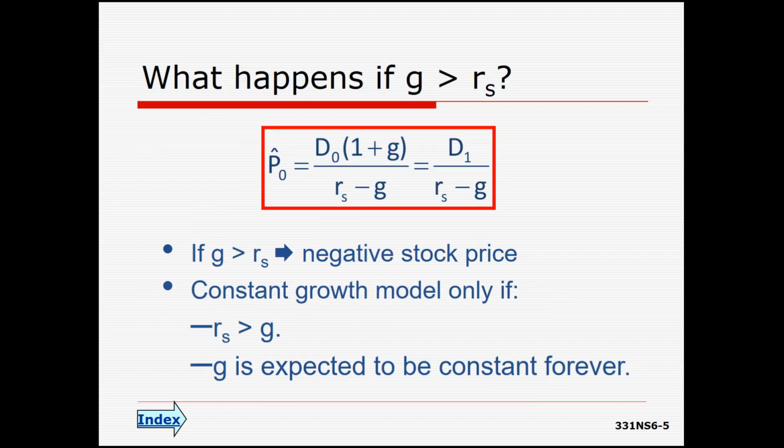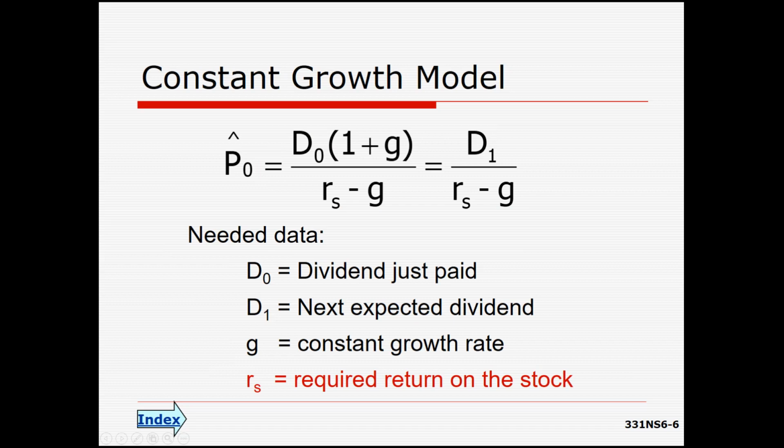So what happens if the growth rate is larger than the required return? The formula returns a negative stock price, which is not feasible. So the constant growth model requires that the required return is greater than the constant growth rate, and the dividend is expected to grow at a constant rate forever. Let's look at each component of the equation. D0 is the dividend just paid. D1 is the next expected dividend. By definition, D1 is equal to D0 times 1 plus the growth rate. g is the constant growth rate, and RS is the required return on the stock.